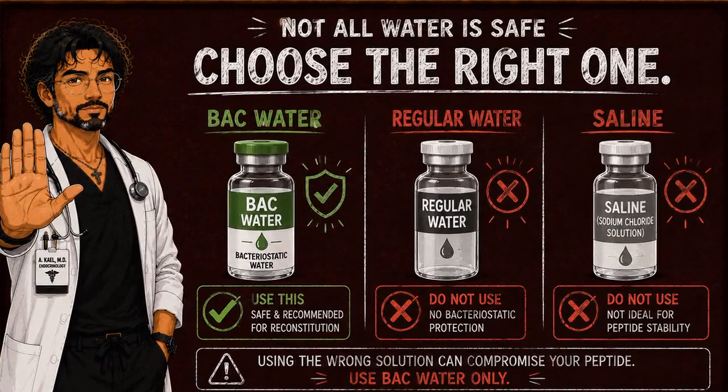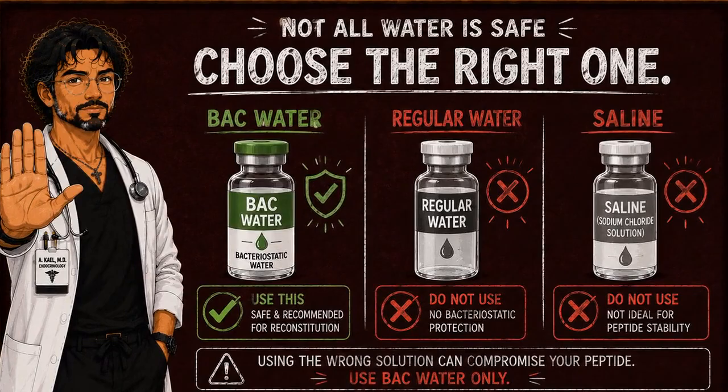Scenario 2. You add 2 milliliters of BAC water. Now your solution is more diluted. There are still 5 milligrams total in the vial, but they're spread across 2 milliliters instead of 1. That means 2.5 milligrams per milliliter. To get your 1 milligram dose, you need to draw 40 units instead of 20. Same dose, more volume, less concentrated.